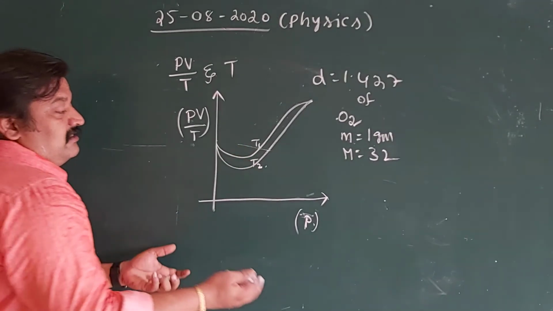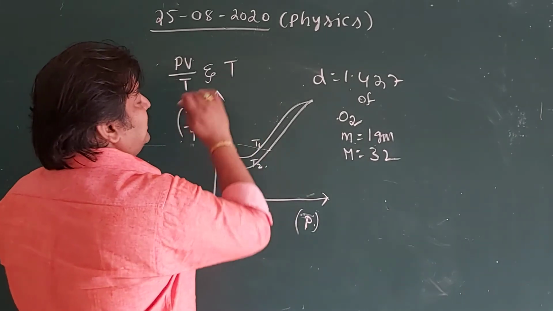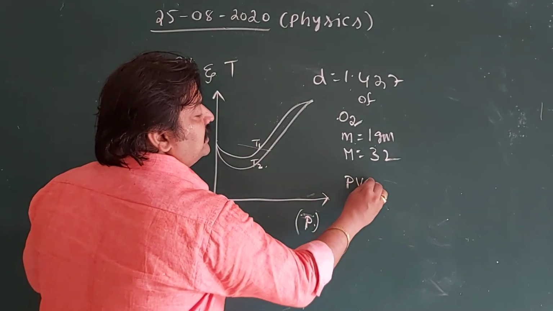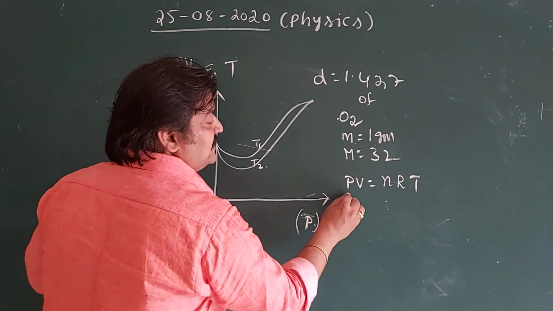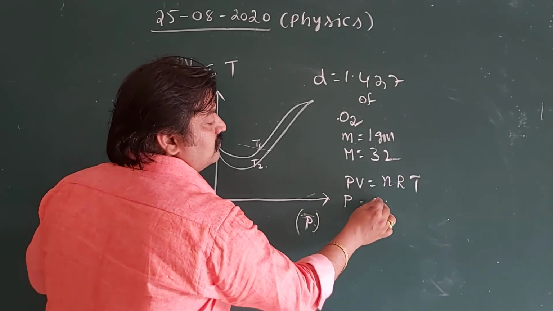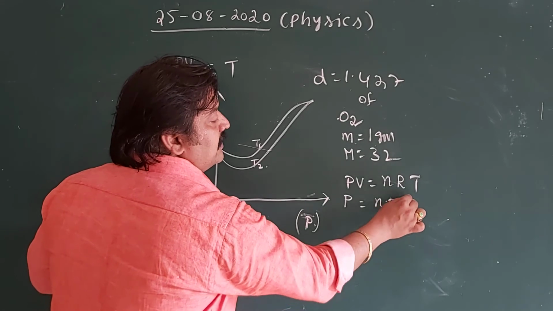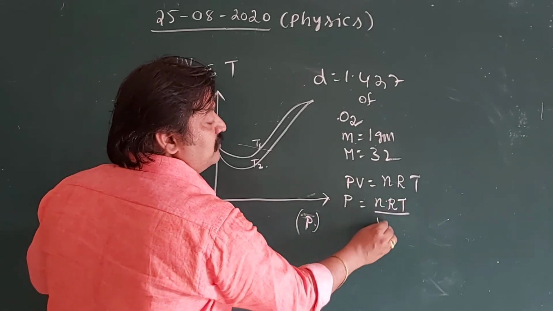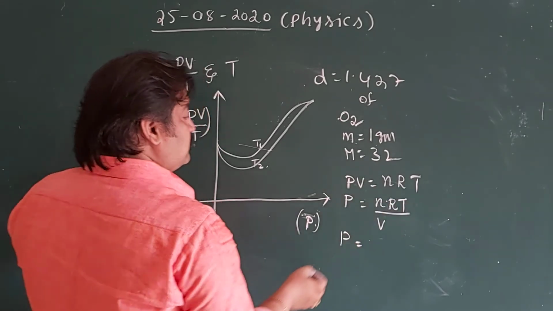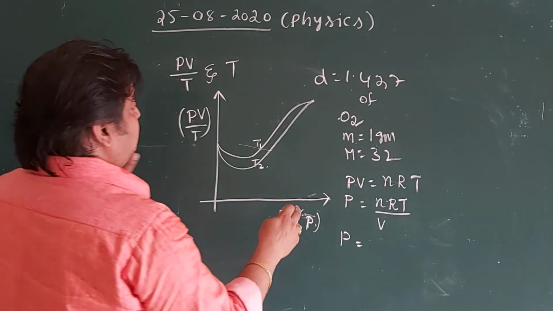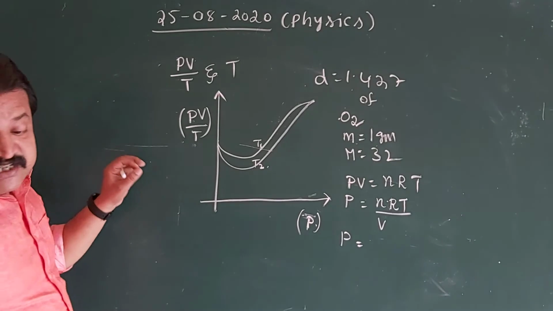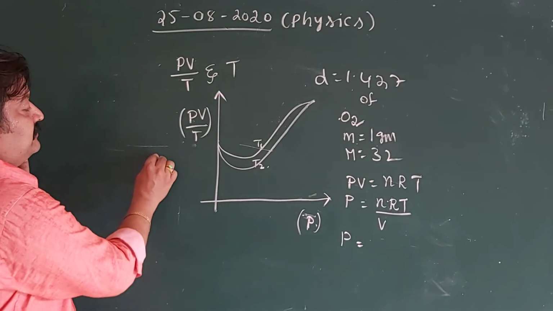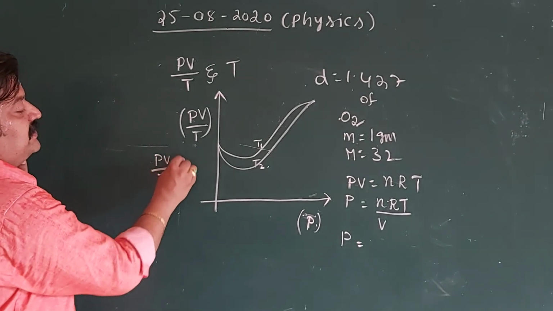First let us find the value of PV by T. We know very well PV is equal to nRT. Now we can say that P is equal to nRT by V. They ask you to find the PV by T value. What is the value of PV by T? PV by T is equal to question mark.